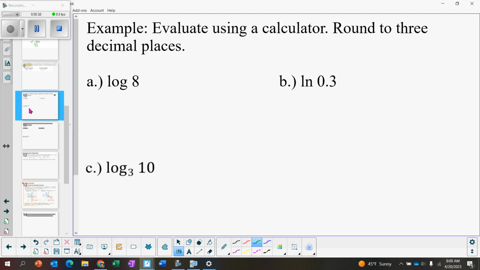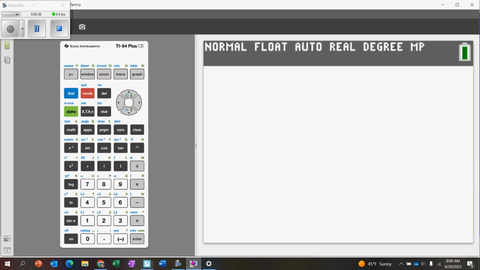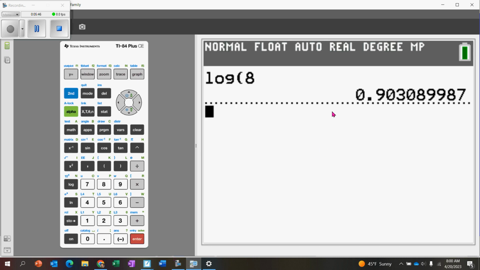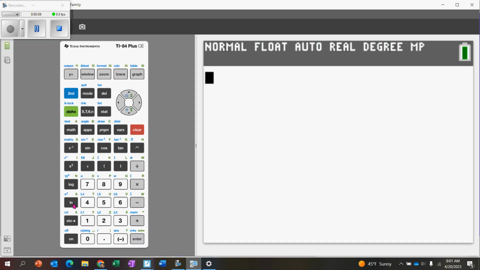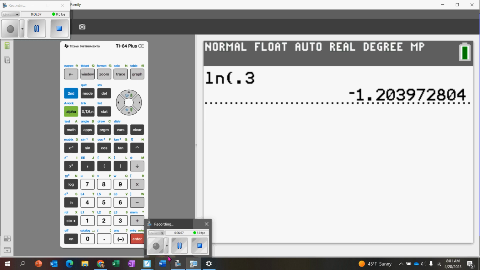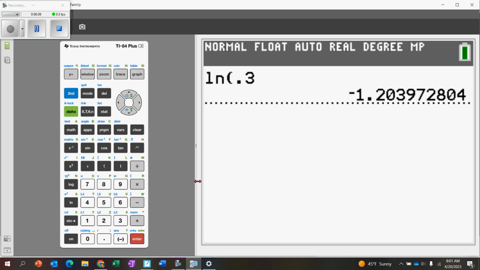So we're going to evaluate these using a calculator, and we're going to round to 3 decimal places. So the first one is log 8. So our calculators have a button that says log. So log 8, enter. So we get 0.903. The next one is natural log 0.3. So our calculator also has a button for natural log. ln is down here, so ln 0.3, enter. We get negative 1.204.